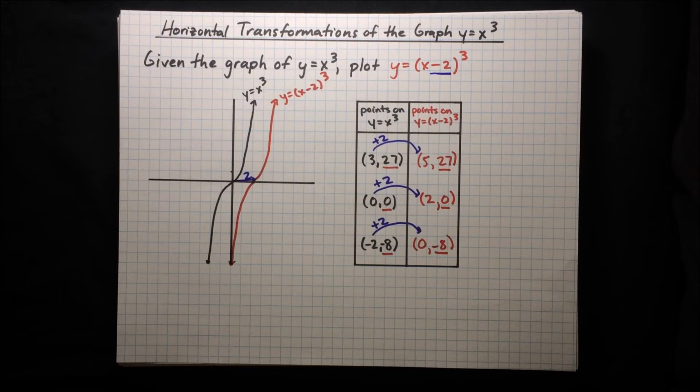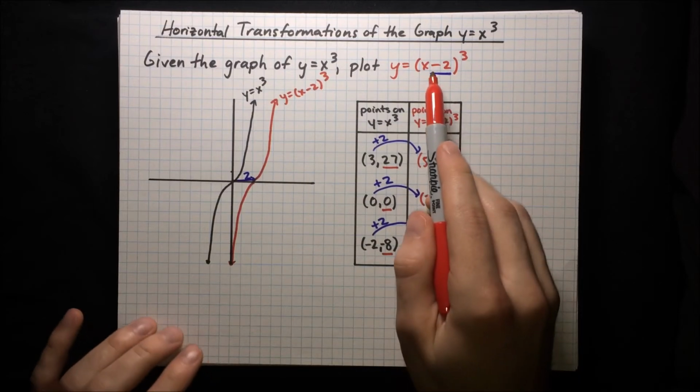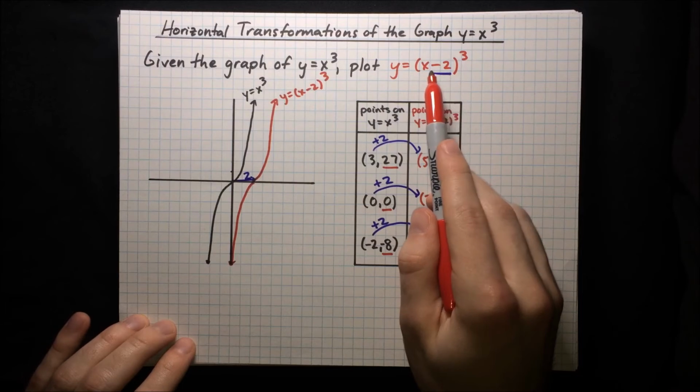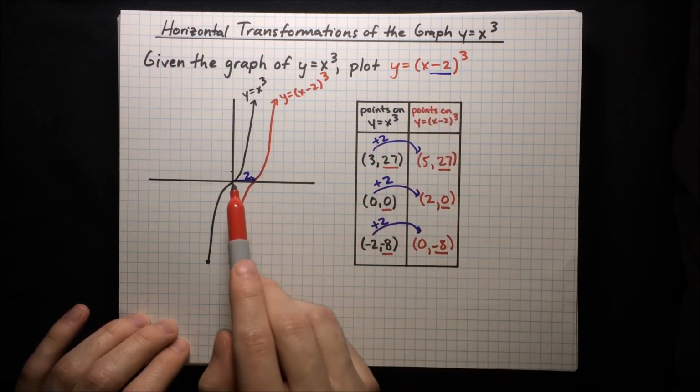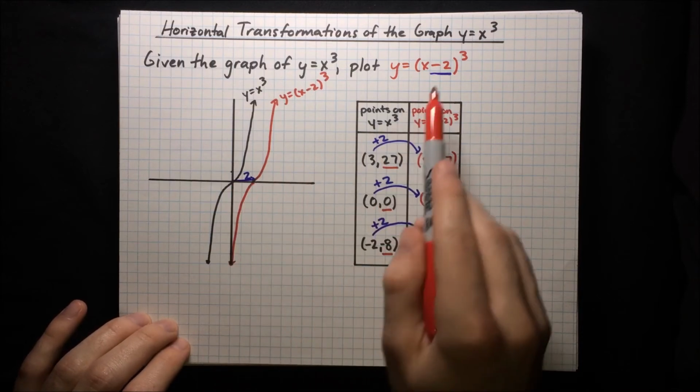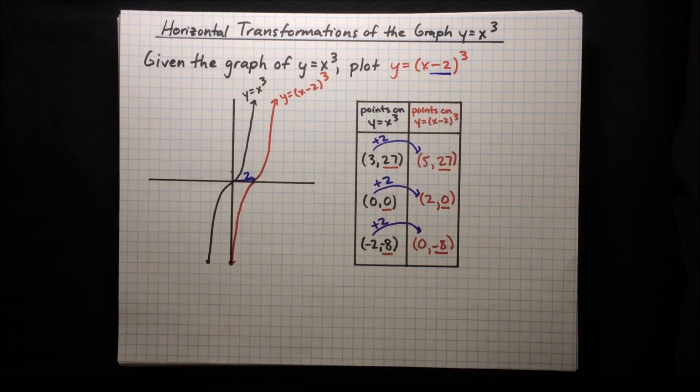So intuitively, the takeaway here is that in order to cancel out that negative 2 and keep the same output value, we have to add 2 units to the x. And that's why it shifts 2 units in the positive direction, to cancel out that negative.